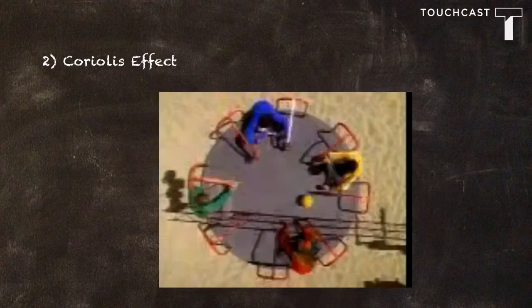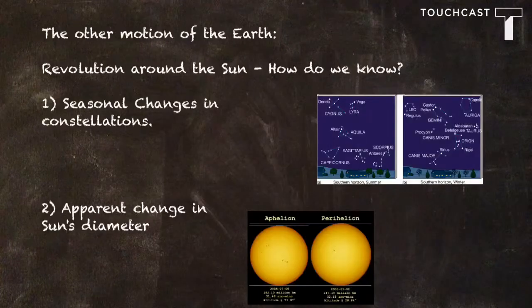So the Coriolis effect for the Earth is being deflected from a straight line because of the curvature. In the northern hemisphere, it is deflected to the right, and in the southern hemisphere to the left. And we'll talk more about that as the year goes on, but it shows its evidence that the Earth is rotating. The other motion of the Earth is the revolution around the sun.